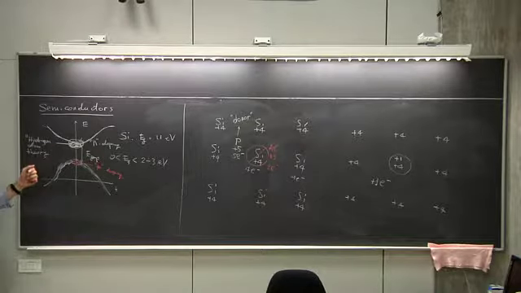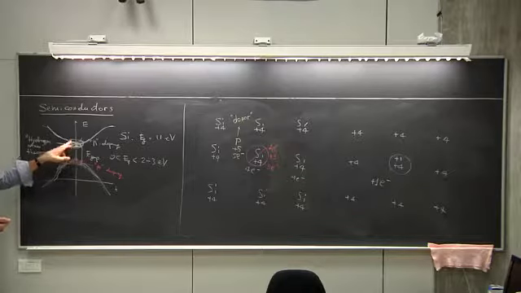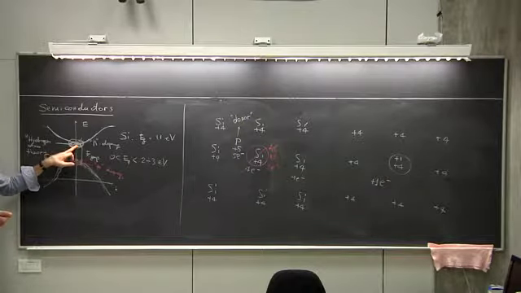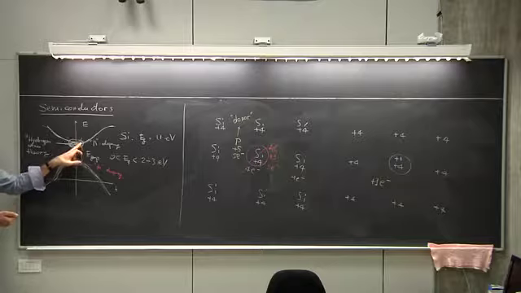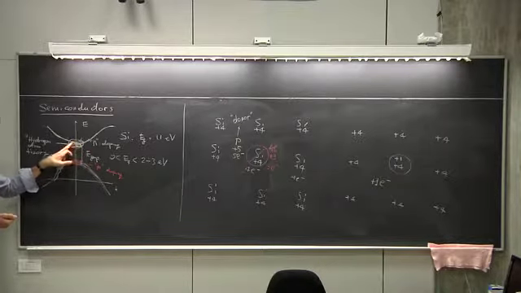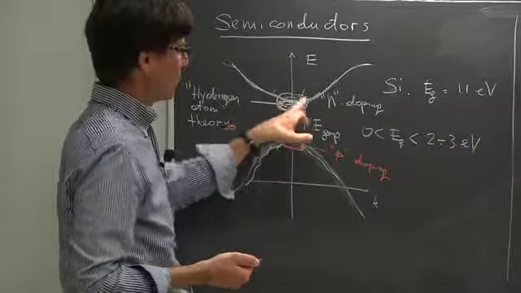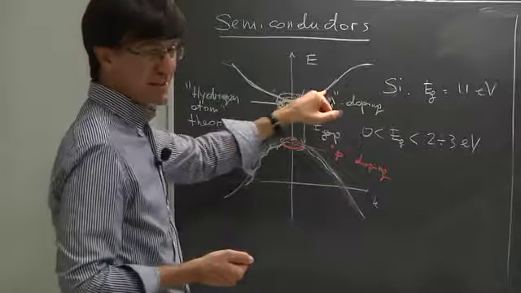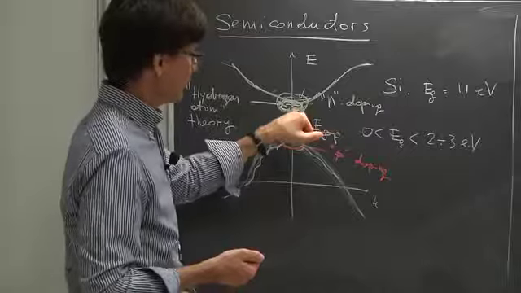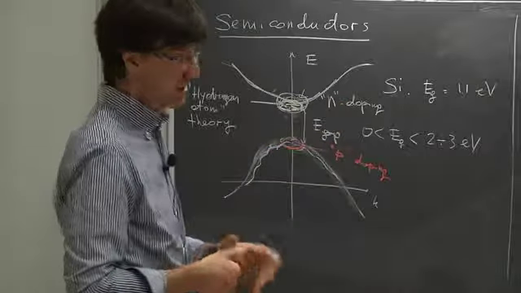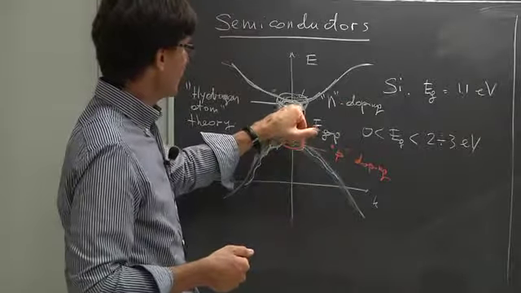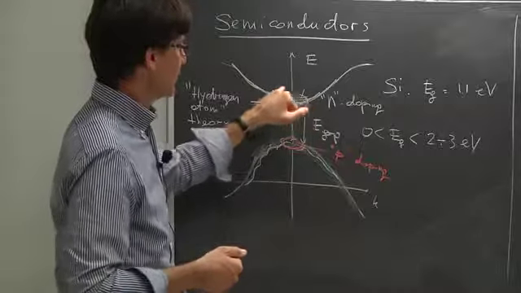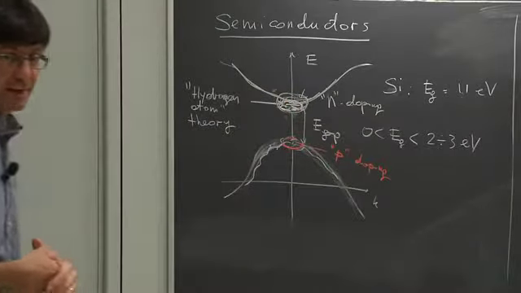At standard temperature conditions, these states are actually empty because the number of such states is small compared to the number of available states here. Here you have a number of states comparable to the number of unit cells in the system. Here you have a number of states comparable to the number of impurities. So at the end of the day, these electrons will all be excited at standard conditions into the conduction band.